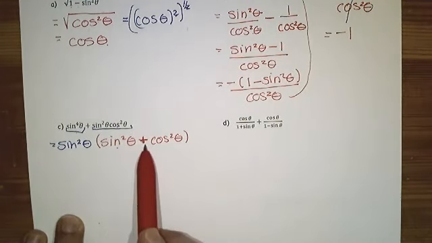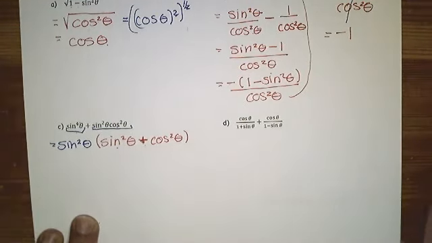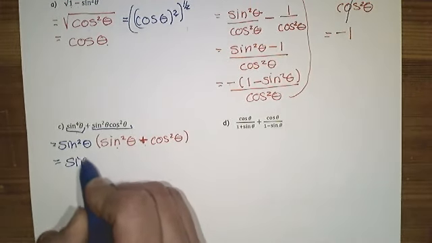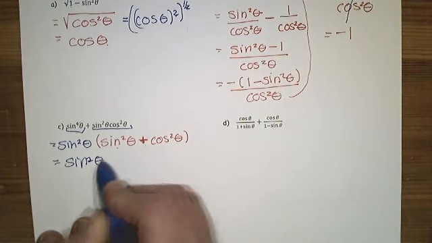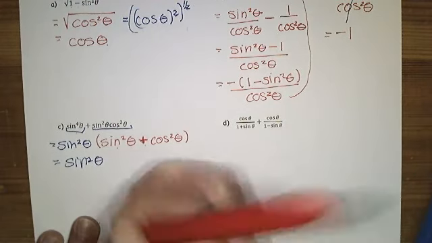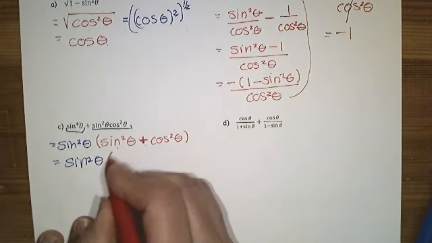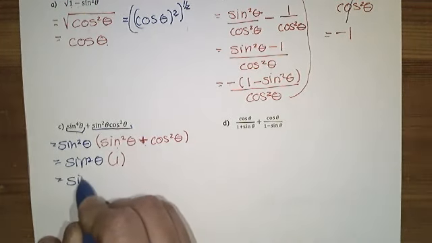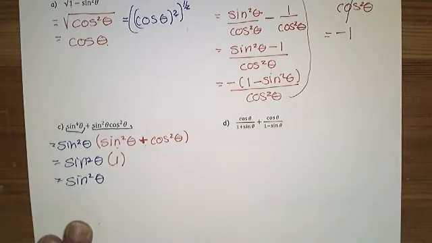Now sine squared theta plus cos squared theta is our Pythagorean identity. So I can substitute in for that. And sine squared theta plus cos squared theta is equal to 1. And so my simplified answer is sine squared theta.